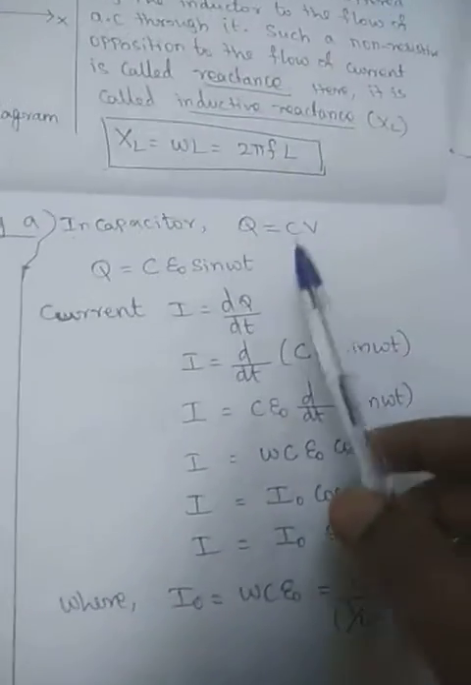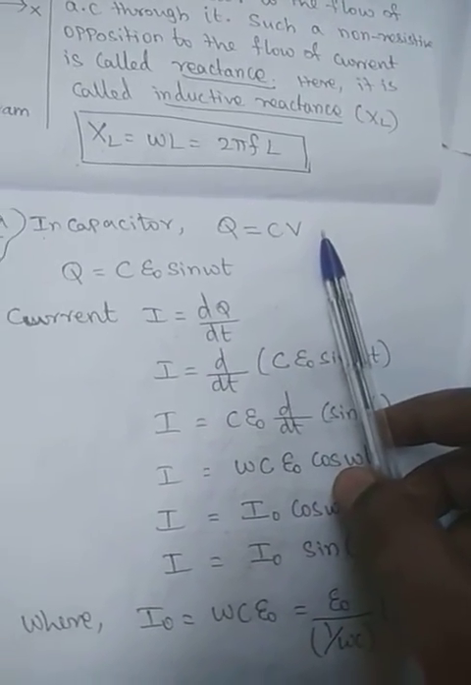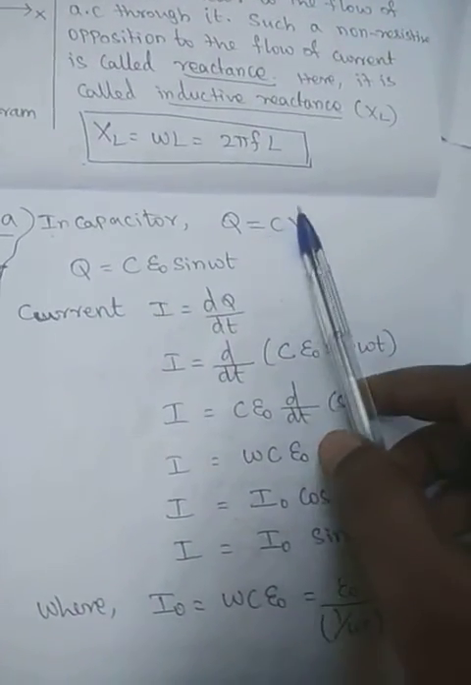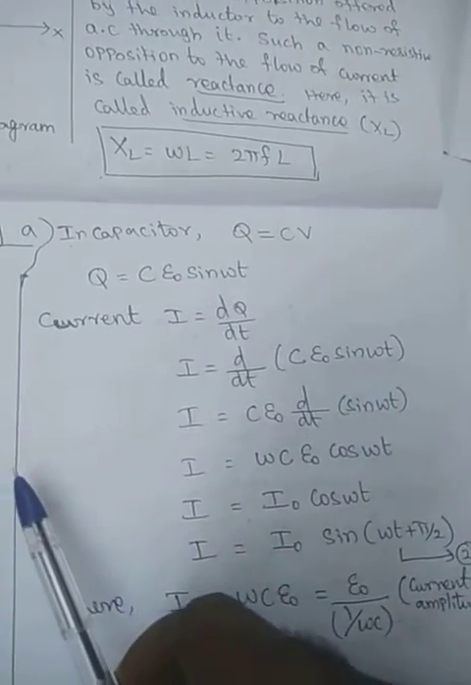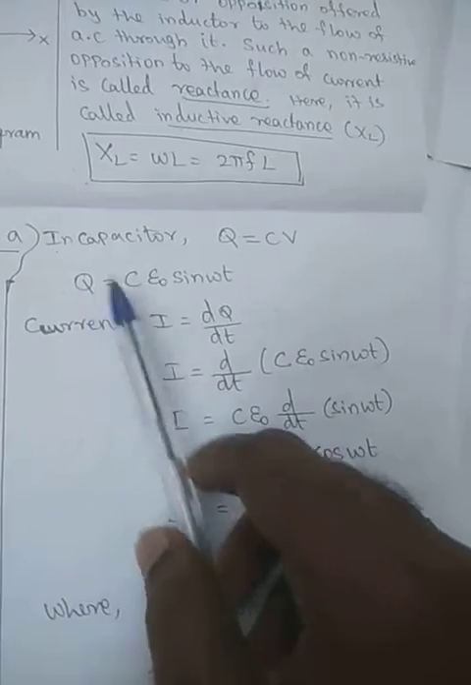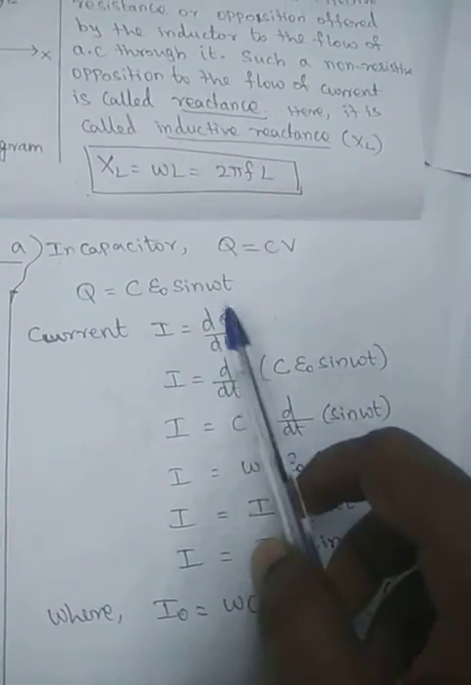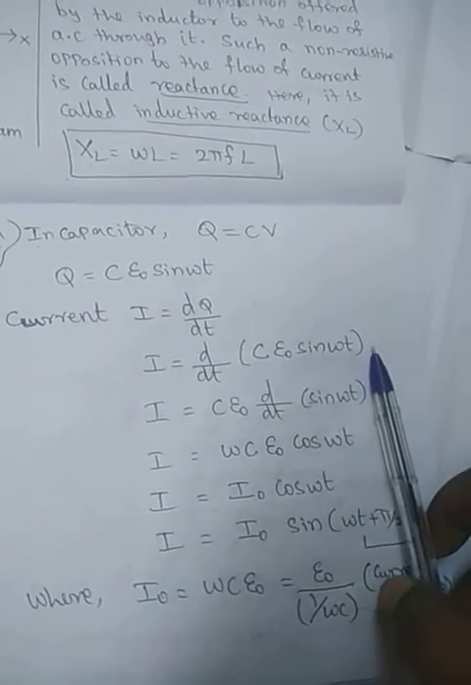As we know, in a capacitor the charge Q is equal to capacitance times potential difference. So Q = C, and instead of the potential difference we substitute E0 sin omega t. We need only the current. So what is the current? Current is the rate of flow of charge, dq by dt. So substitute this Q in this equation: C E0 sin omega t.